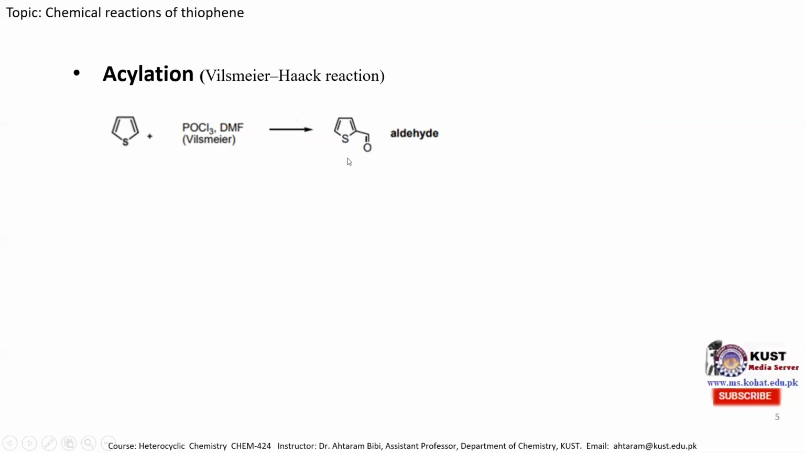So in a similar way, thiophene also reacts with phosphorus oxychloride and dimethyl formamide and produces this alpha-substituted thiophene molecule. The mechanism is mentioned over here: in the first step, thiophene is treated with dimethyl formamide and phosphorus oxychloride, producing this alpha-substituted aldehyde thiophene molecule.